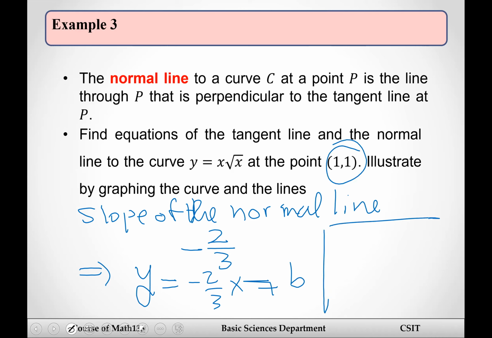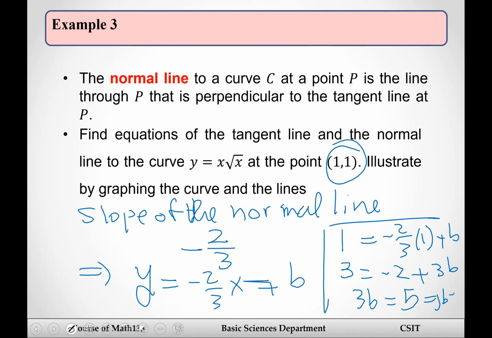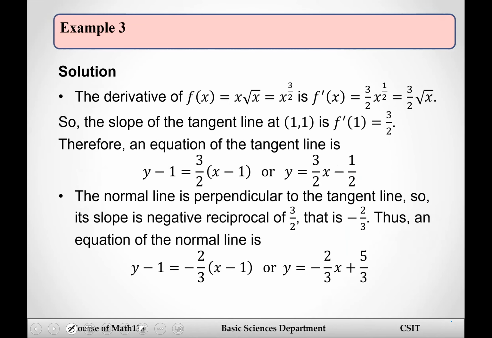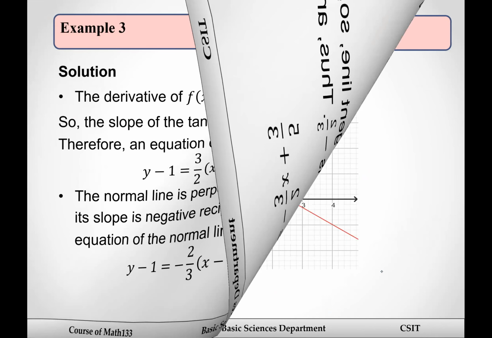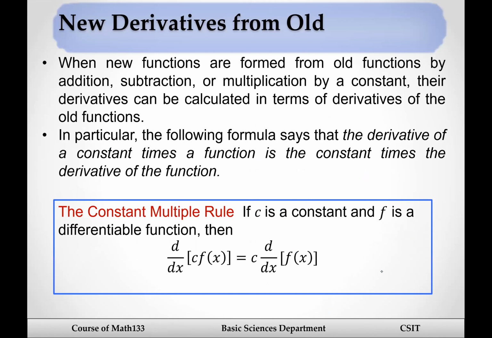So we will get 1 is equal to minus 2 over 3 times 1 plus b. To solve this equation, multiply everything by 3. So you will get 3 equal to minus 2 plus 3b. That means 3b is equal to 5. And that means that b is equal to 5 over 3, and you are done. You have the equation here of the normal line. Here the b. And here is the graph of this function.